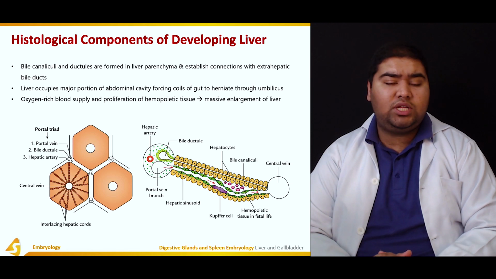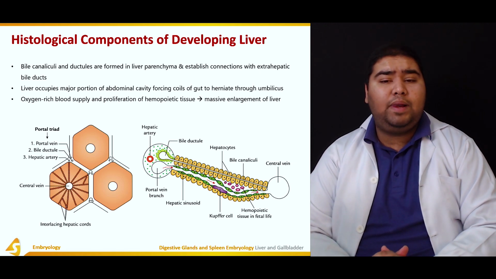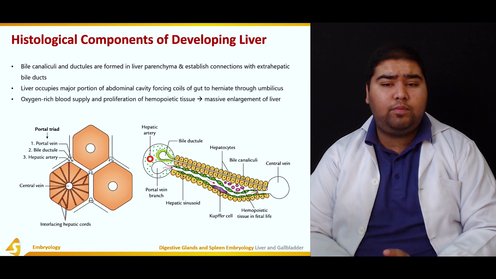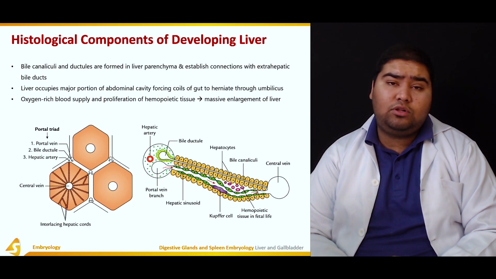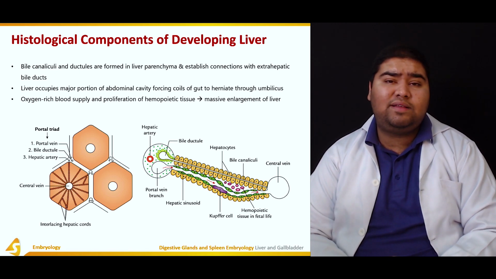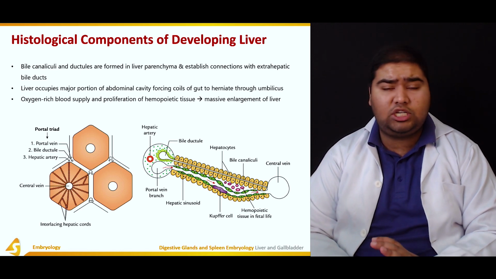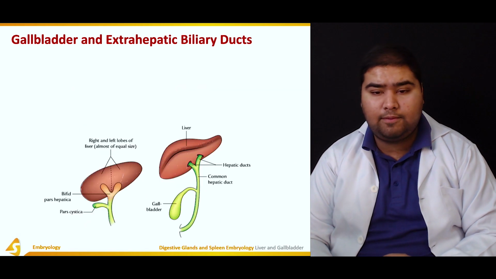The oxygen-rich blood, which is being supplied to the hemopoietic tissue within the liver, is responsible for this massive enlargement of the liver. This is also important because without this massive enlargement of the liver and normal physiological herniation, the rotation of the gut would not take place.